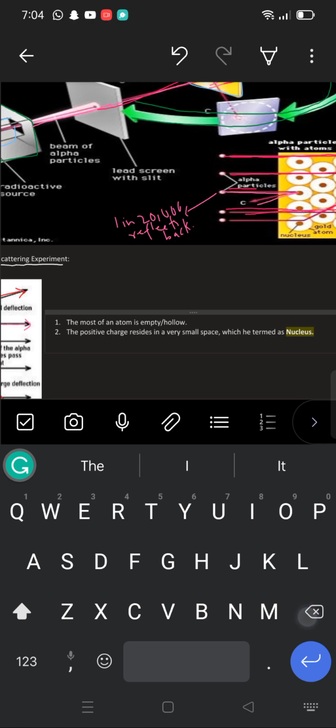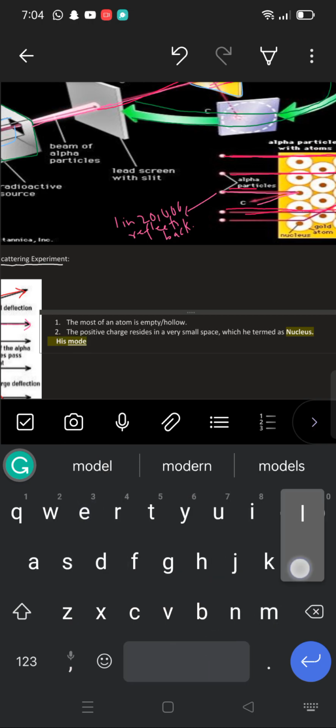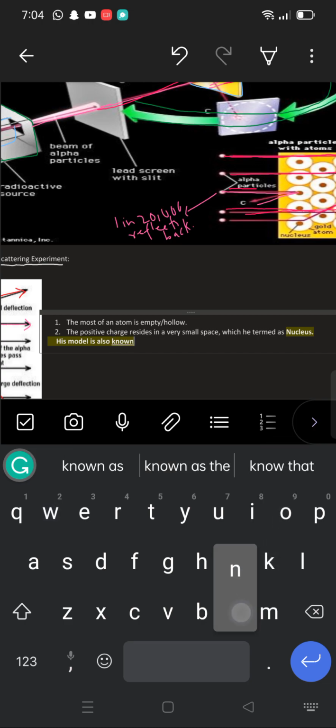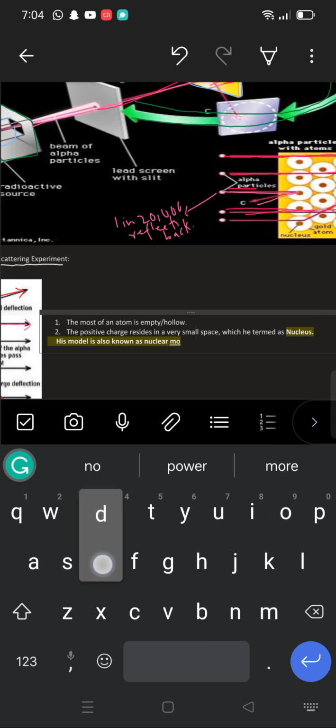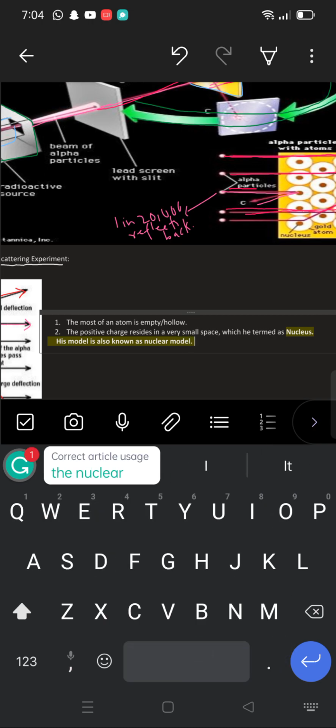So let me write this from here. His model is also known as the nuclear model because he discovered the nucleus, right? He discovered the nucleus.